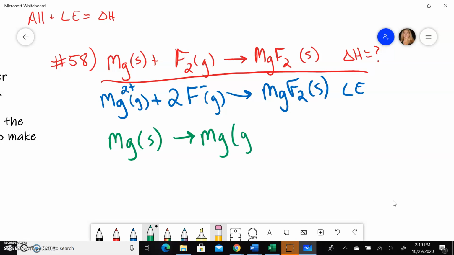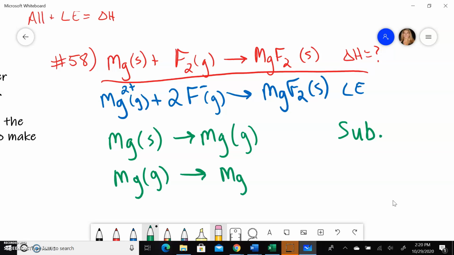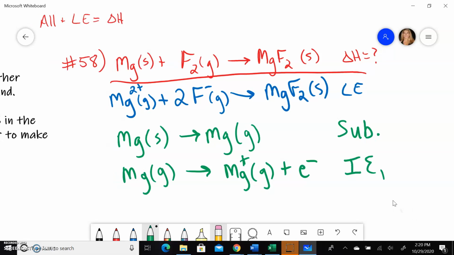It doesn't even matter what order you do it in. I'm just going to turn it into a gas first. That is called sublimation. Then we're going to take that gas and make it charged. So we're going to take the neutral gas magnesium and pull off an electron. So now instead of the electron being stuck to it, we have an electron separated from it, and in the process, it makes it +1. That is called the first ionization energy because you're taking off the first electron.